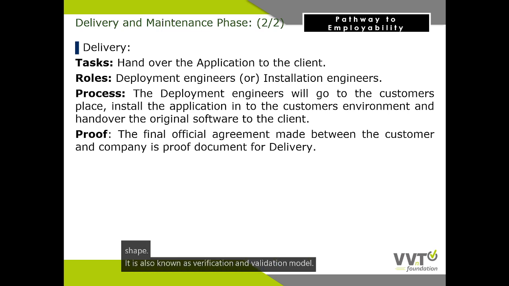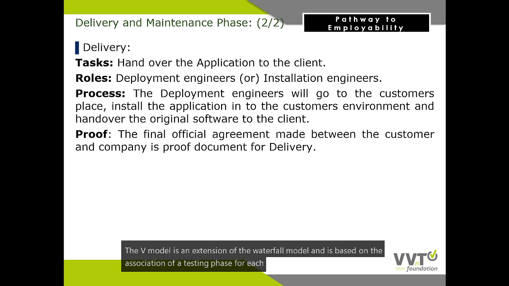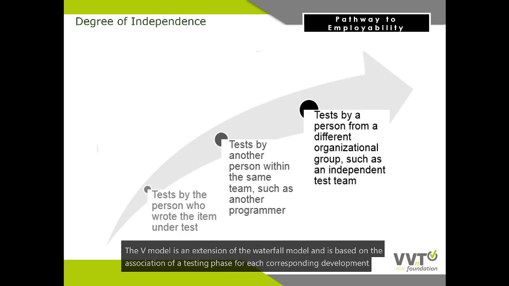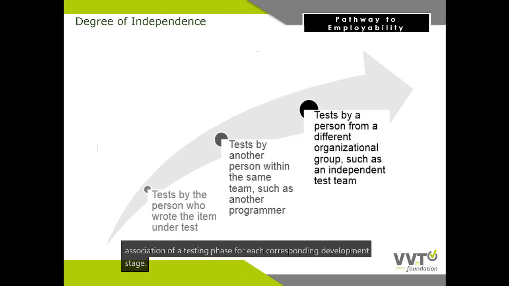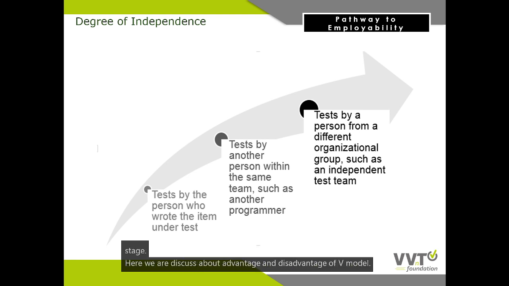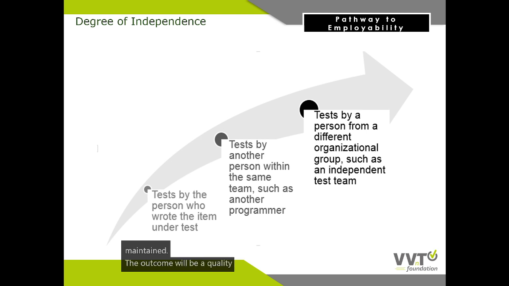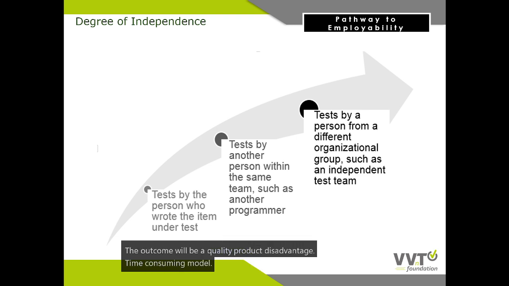The V model is an extension of the waterfall model and is based on the association of a testing phase for each corresponding development stage. Here we will discuss the advantage and disadvantage of the V model. Advantage: as verification, validation, and test management process is maintained, the outcome will be a quality product. Disadvantage: time-consuming model. Costly model.